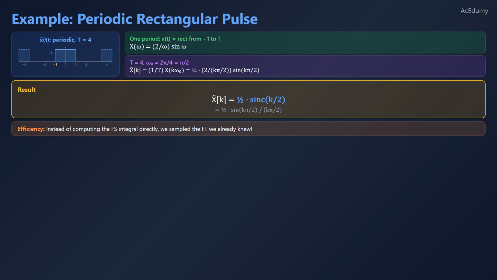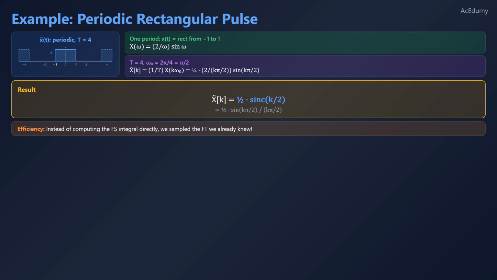Let's apply this to an example. Consider x̃(t), a periodic rectangular pulse train with period T equals 4. Each period has amplitude 1 from t equals -1 to t equals +1. To find the FS coefficients, we first identify one period. x(t) is a rectangular pulse from -1 to +1. We already know its Fourier transform from the previous video: X(ω) equals 2/ω times sin(ω).